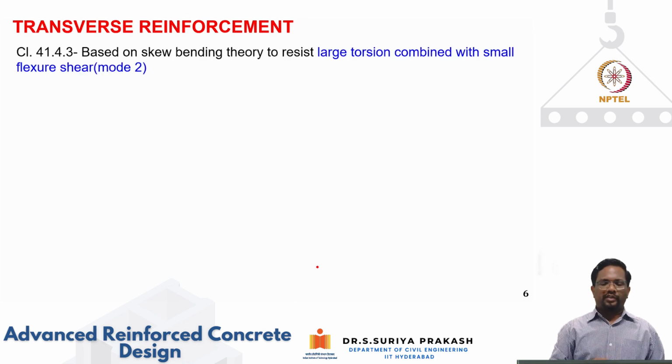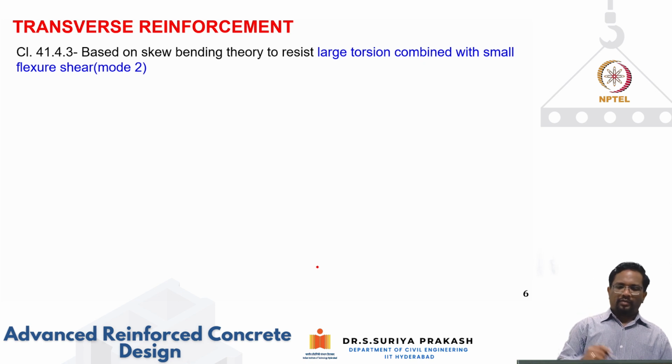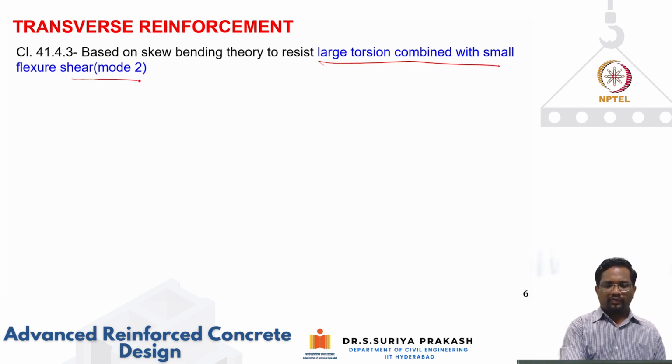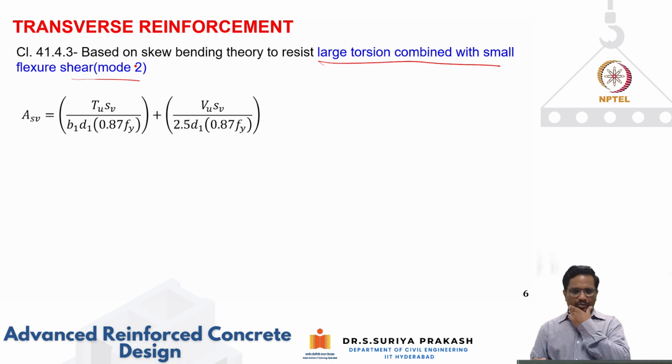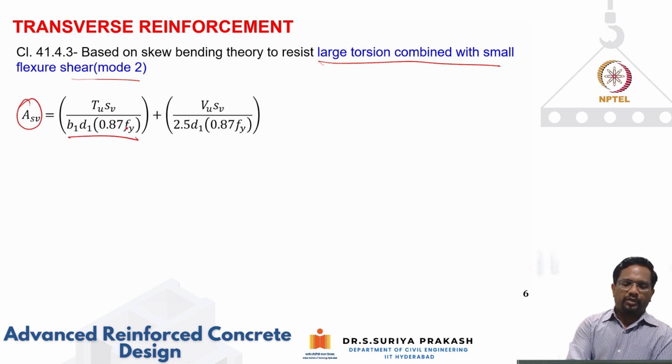Now let's see what is transverse reinforcement. Again, Clause 41.4.3, based on the provision that we discussed in the previous part of the module. Skew bending theory to resist large torsion combined with small flexural shear, which is mode 2. So when you have mode 2, the amount of stirrup requirement Asv is given by this, where Tu divided by b1 d1 into Sv by 0.87 fy plus Vu. So this actually remains the same. This is for shear.